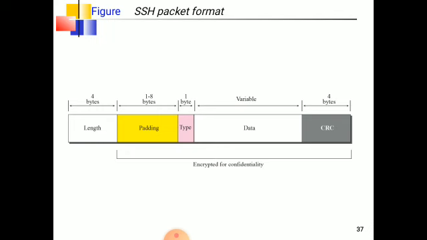The first field is the length. The size of this field is 4 bytes, and it defines the type, data, and CRC. These things are defined in the length field. The next one is the padding.